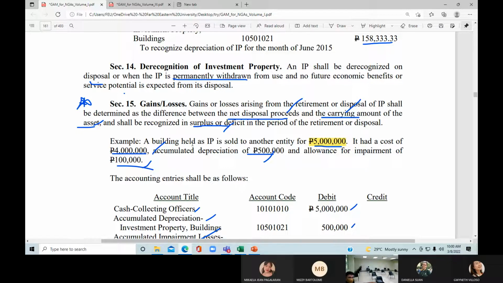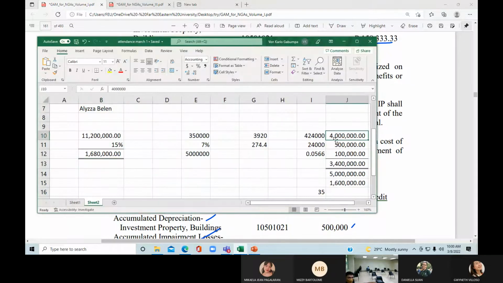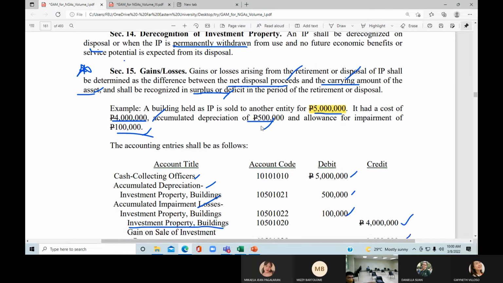Ito yung proceeds, ano? Carrying amount, kuhanin mo. 4 million daw yung cost, accumulated depreciation 500, and impairment loss 100. Solve mo nga dito, 4 million minus 500 minus 100, 3,400,000. So yan yung carrying amount.